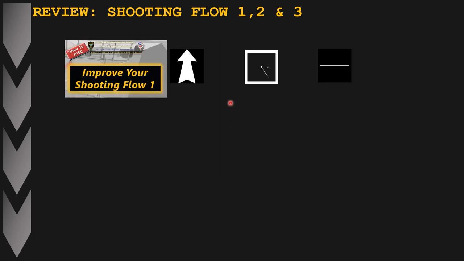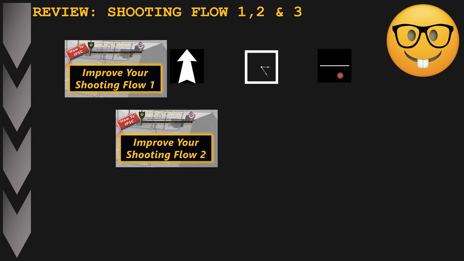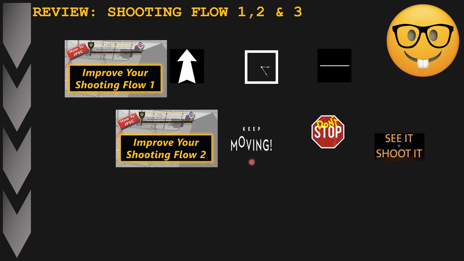In part one, we focused on three core principles. First is shoot bottom up and left to right for right-handed shooters and right to left for left-handed shooters. The second principle, shoot in a clockwise formation for right-handed shooters and a counterclockwise formation for left-handed shooters. And the third principle was to shoot as many targets or target arrays in a horizontal line as much as you can.